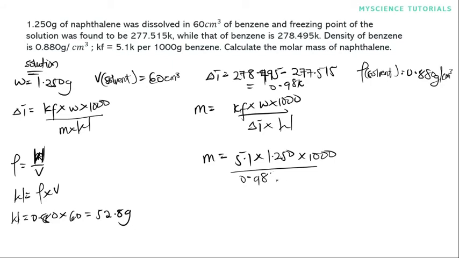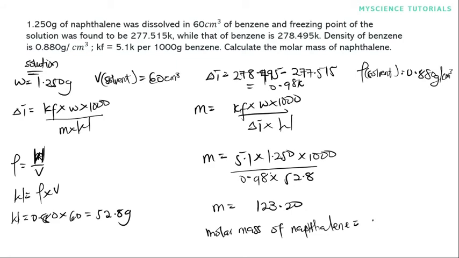0.98. Then we multiply it by the value of the capital W, or the mass of the solvent that we found, that is 52.8. So if we input everything here into the calculator, we are going to get 123.20. So it means approximately the molar mass of naphthalene is 123 grams per mole.